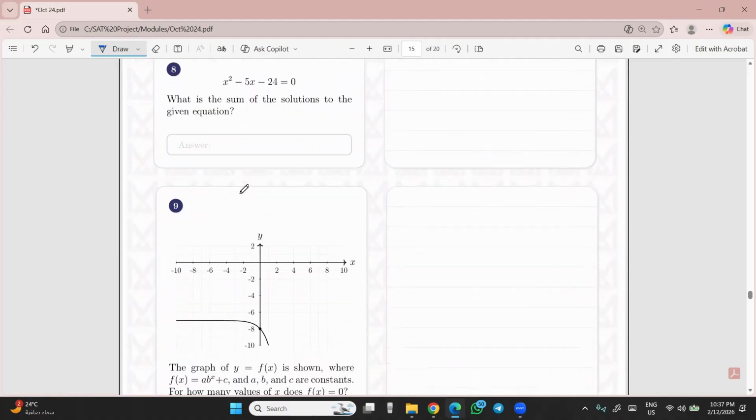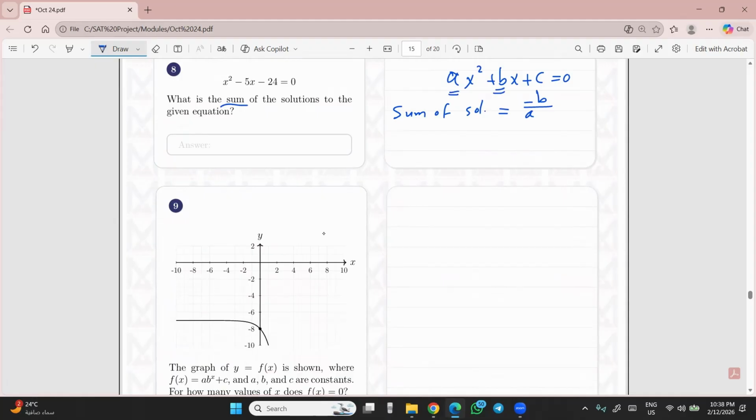Question number 2, we have a quadratic equation. What is the sum of the solutions? If you have a quadratic equation written in the standard form like this, which is ax squared plus bx plus c equal to 0, this is called the standard equation of the quadratic function. Whenever you want to get the sum of the solutions, there is a very easy formula: negative b over a. Negative b over a.